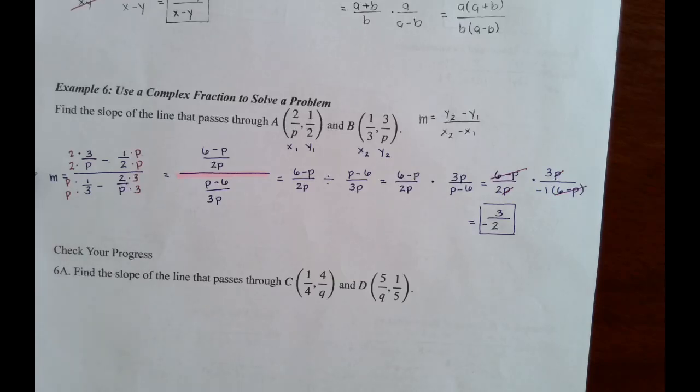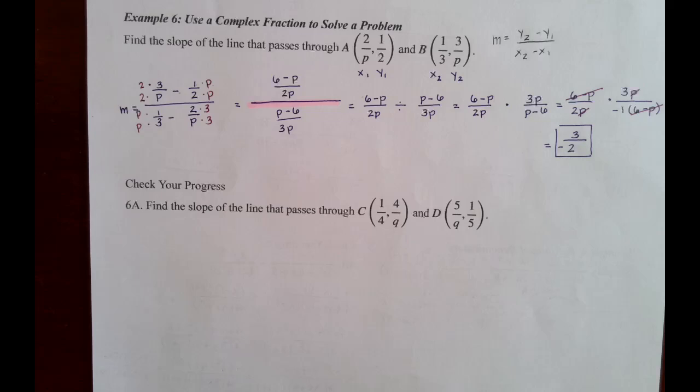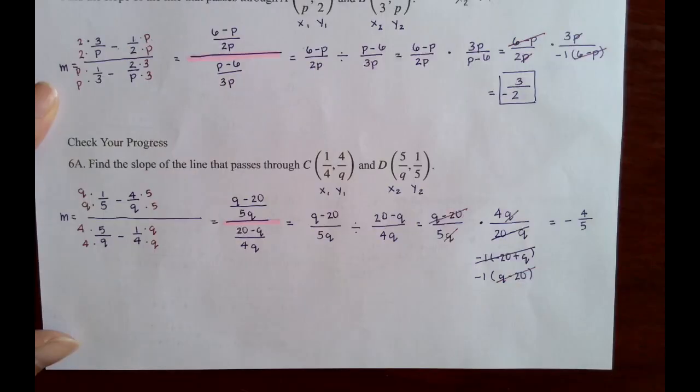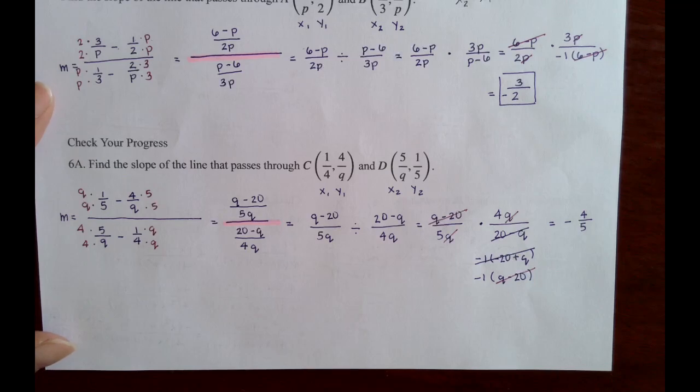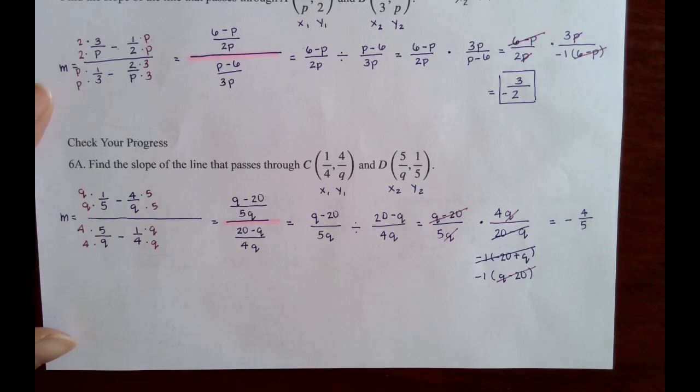Okay. So why don't you try CYP6A, and once you're done, come check your answer. Okay, you should have gotten -4/5. If you got that right, you can move on to the homework. If not, here is your explanation.